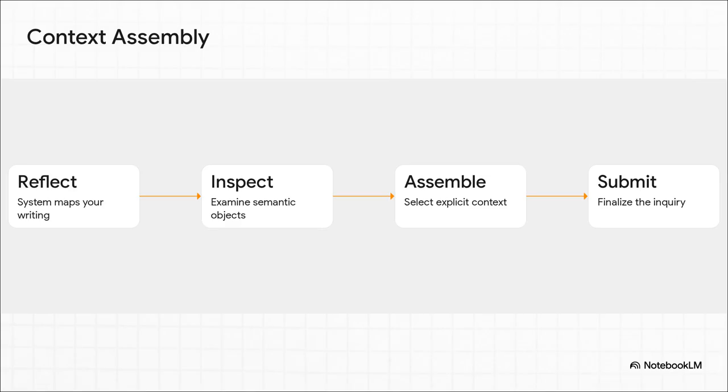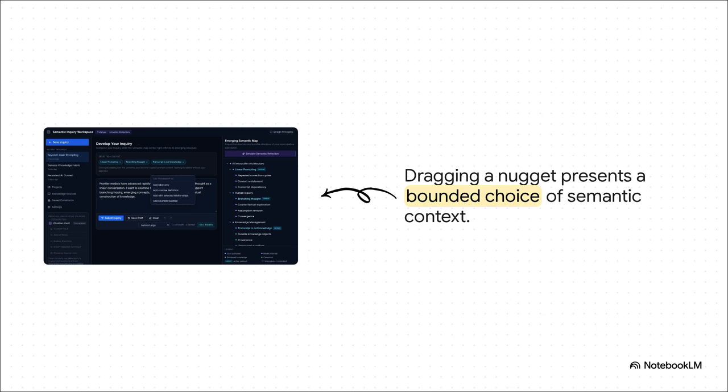It is a massive, massive upgrade from just blindly accepting whatever text the AI suggests. And here is what that assembly looks like in practice. When you drag one of these nuggets into your prompt box, you don't just paste plain text. You're presented with a bounded choice. Do you want to just add the label, a concise definition, or maybe the entire bounded subtree of related concepts? You are the one choosing exactly how much semantic context gets activated. It's all about deliberate control.